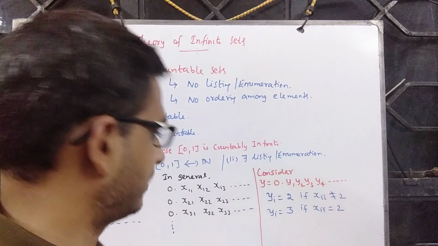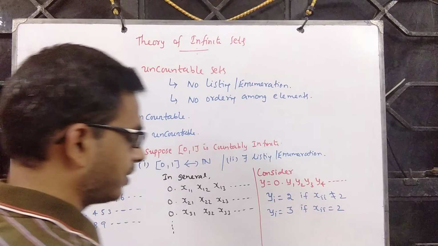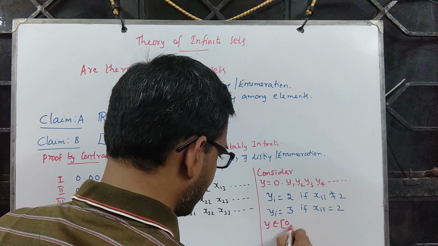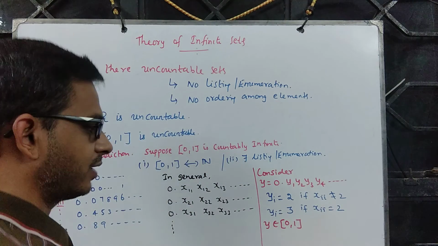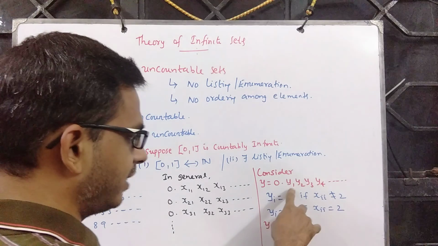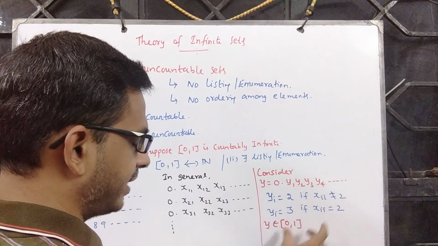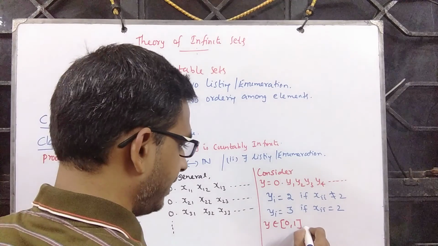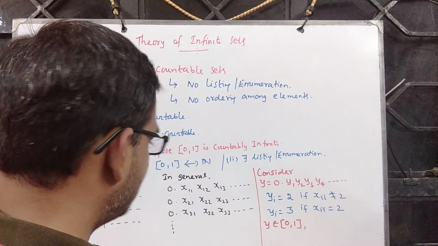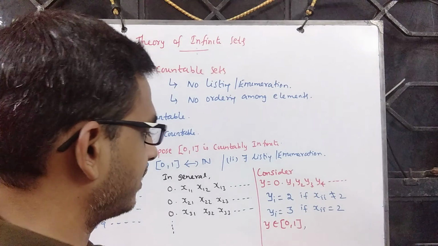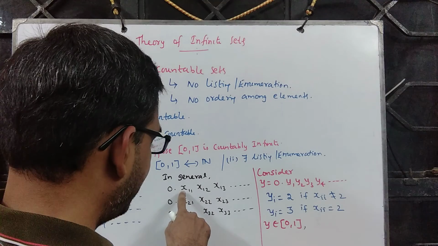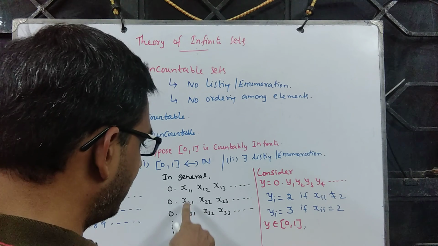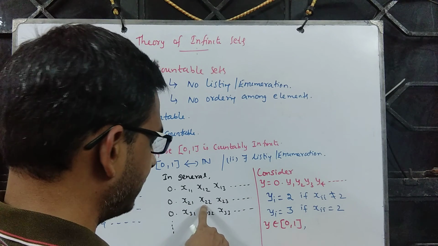Fine. That's it. Now you see that y belongs to 0, 1. Correct? Because it is 0 point, y1, y2 and so on. It's clearly an element in this. And most importantly, y is not listed in this enumeration. Correct? Because it is not same as this. It is differing at this place. It is not same as this. It is differing at this place.